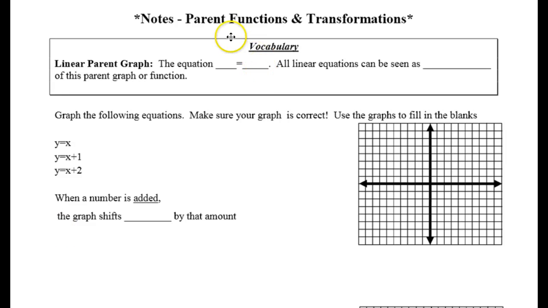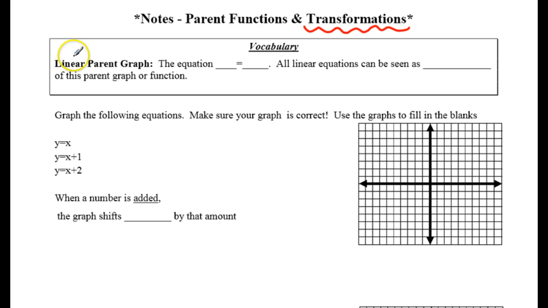Alright, so for this podcast, we're going to be looking at parent functions and transformations. Just keep this in mind in math. Transformations are just a fancy way of saying changing. So we're going to basically be changing the graphs. The parent function is the equation that the new ones come from. Just like you come from your parents, these equations come from where you start with the parent.